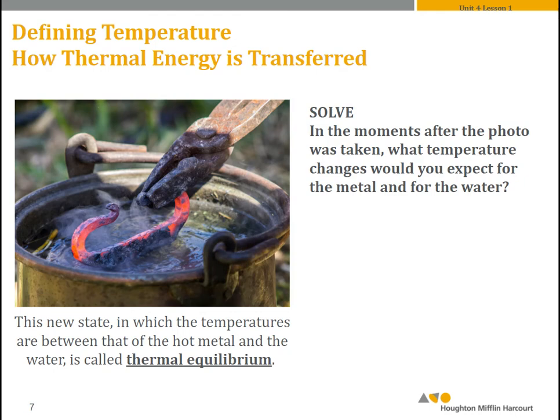Here we see a hot piece of metal. A blacksmith has just formed this metal into its shape, and to cool it down, he or she dips it into some water. In the moments after the photo is taken, what temperature changes would you expect for the metal and for the water? They both change temperature.